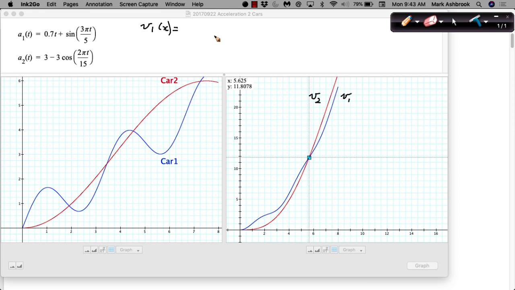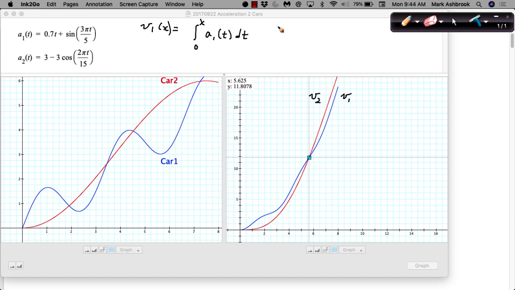So how do I write the velocity function for car 1? James knows. Raymond, was that almost a hand? That was James. Tia. The integral. We're just using x instead of a, so it would be from 0 to x. This is what she wants for the speed function for car 1.